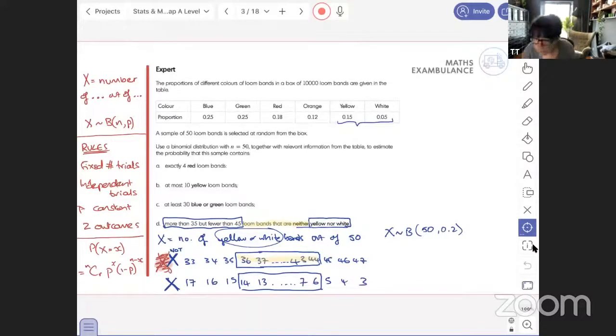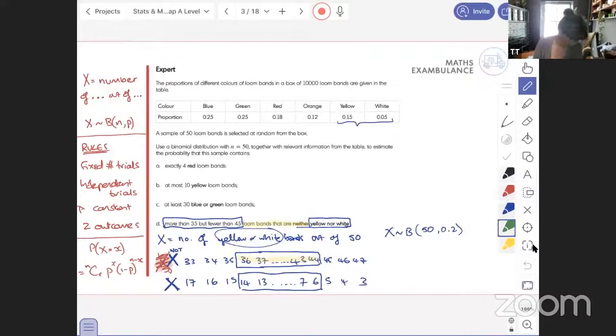Right. The answer is, what bit is this? Let me make sure I tell you the right answer so you don't think you've gone horribly wrong. 1, 2, 3, this one. Yeah, 0.8913.